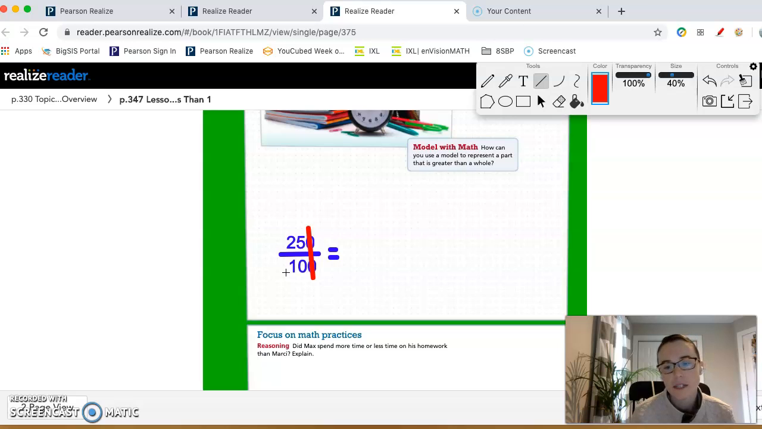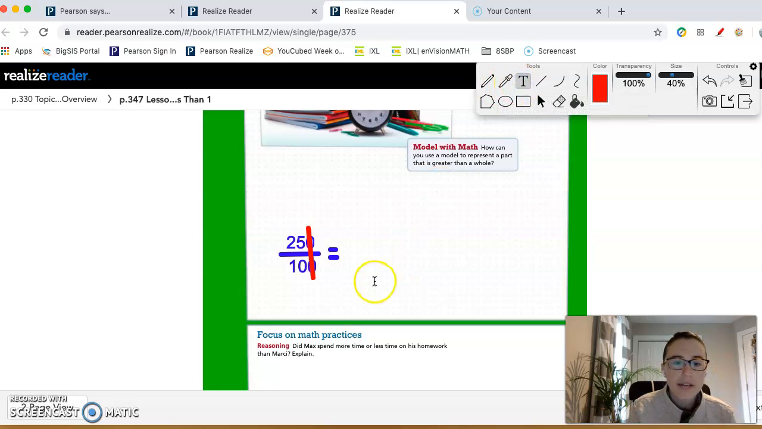This is not in lowest terms, right? We still have a common factor of 5. So we could make this 5 over 2 if we divided both by 5, the numerator and the denominator. But for now, we can leave it this way. So if we have 25 over 10, we've just divided both the numerator and the denominator by 10 to make an equivalent fraction that's in lower terms. This is still going to represent more than 1.